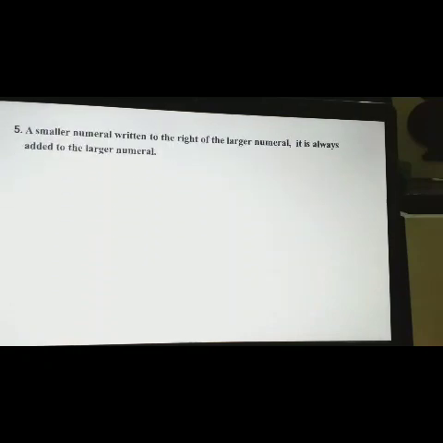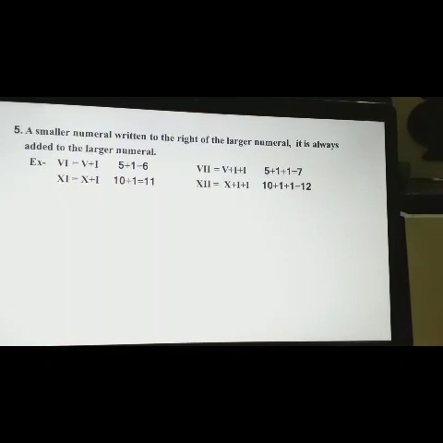Now rule number 5: a smaller numeral written to the right of the larger numeral is always added to the larger numeral. For example, VI. V is the larger numeral and I is the smaller numeral. So V plus I is equal to 5 plus 1, that is 6. VII means V plus I plus I, that is 5 plus 1 plus 1 is equal to 7. XI means X plus I, that is 10 plus 1 is equal to 11. And XII means X plus I plus I, that is 10 plus 1 plus 1 is equal to 12.